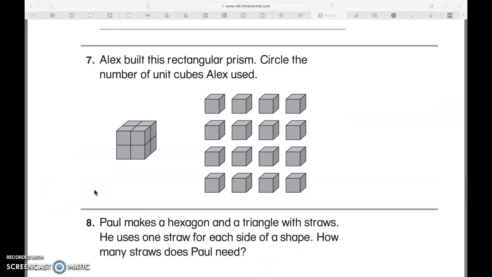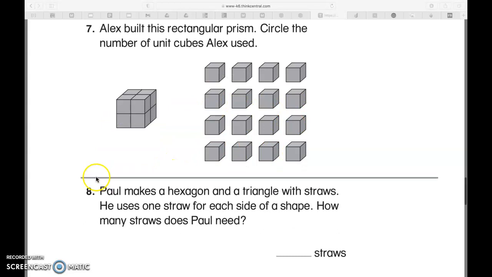Number 7, Alex built this rectangular prism. Circle the number of cubes that Alex used. So this is the rectangular prism. How many cubes did Alex use?